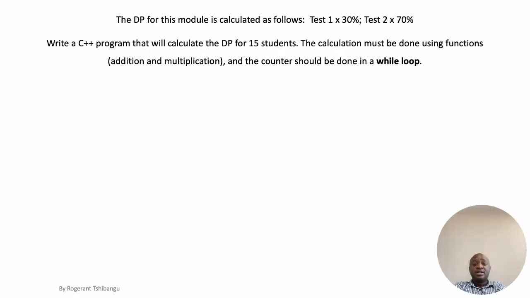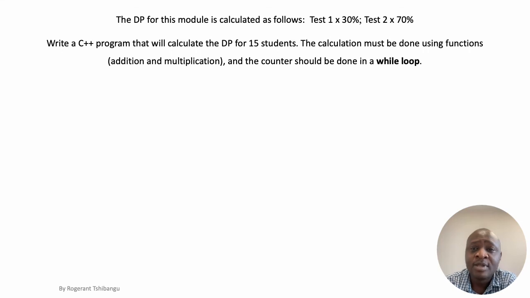Now, this is a little bit of a fun one, which I love asking questions like this, as you know. So you have a question that says you have a DP which is calculated by test 1 and test 2. Test 1 is only 30% and test 2 is 70%. And then they ask you to calculate the DP of 15 students.